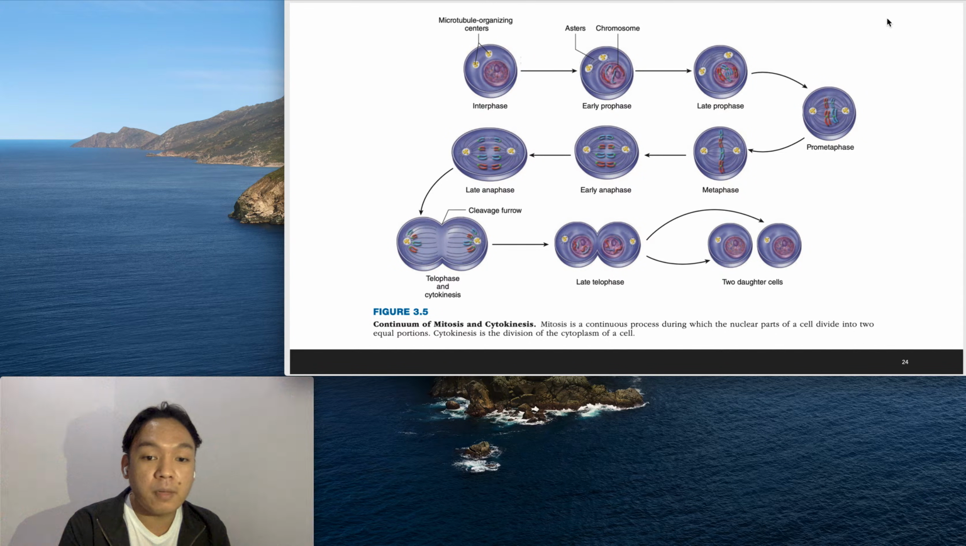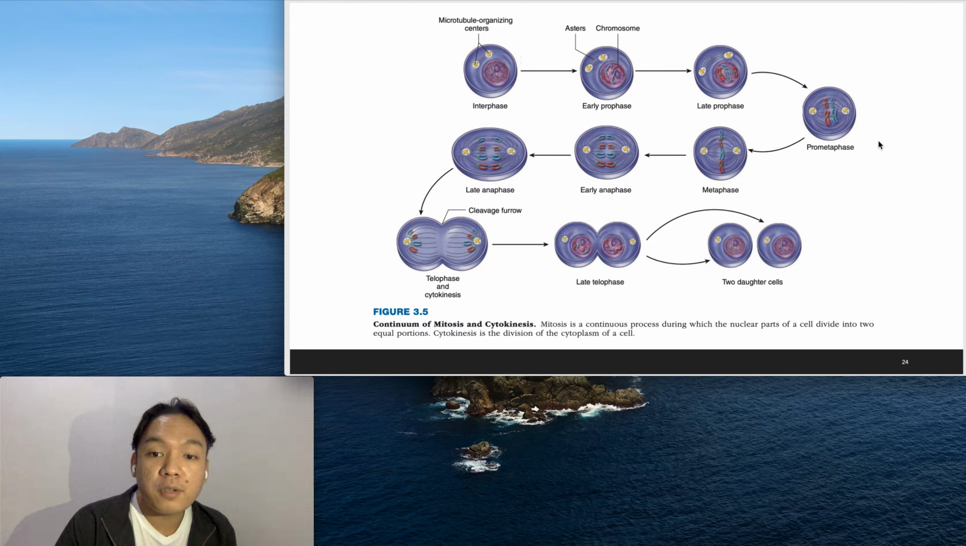This is the continuum of your mitosis and cytokinesis in a figure. These are your microtubule organizing centers. They are pushing away from each other, going to the opposite sides of the cell. They release asters. They will attach the spindle fibers to the centromere of your sister chromatids. They will pull them apart away from each other in the anaphase. Then they will be attached from the opposite sides, the opposite hemispheres of your cell.